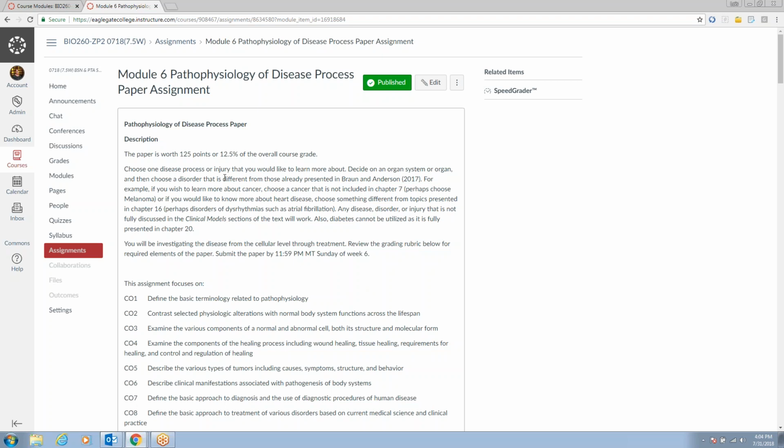Okay. So here it is, the paper. It's a formal paper. It's worth 125 points, which is 12.5% of your grade. So it's good to get a start on it early. And it's of course all about the pathophysiology of a disease process.